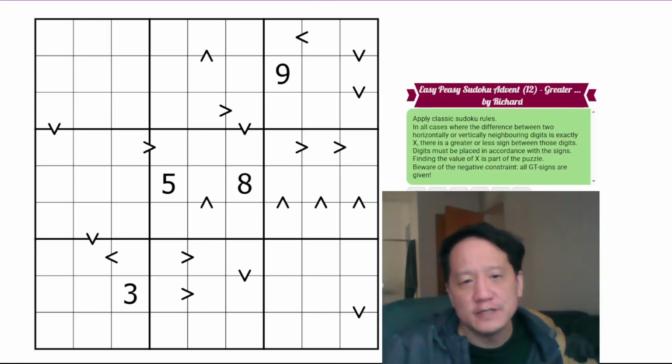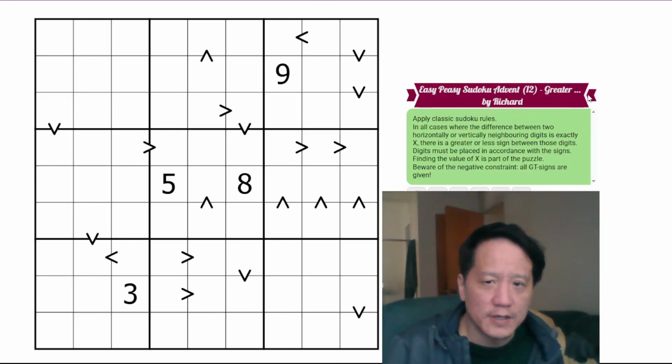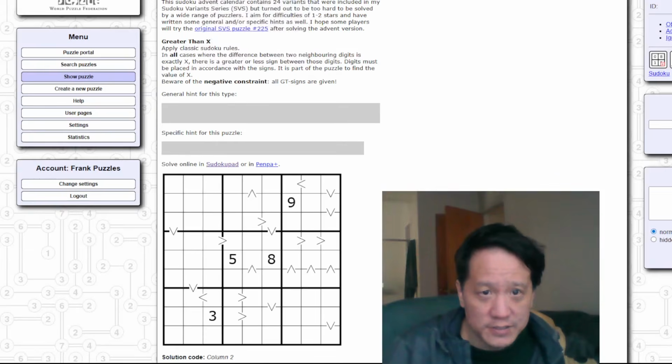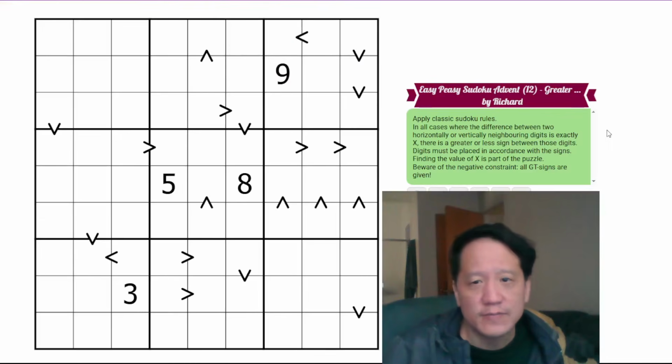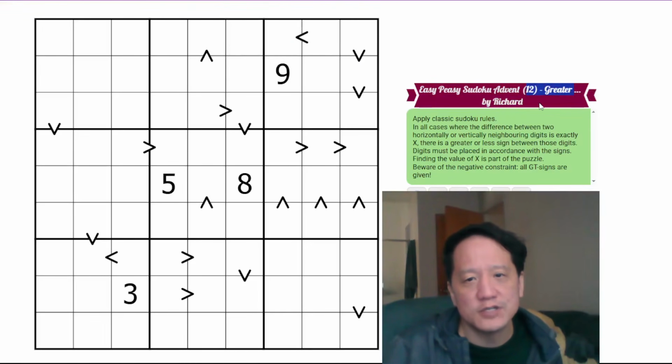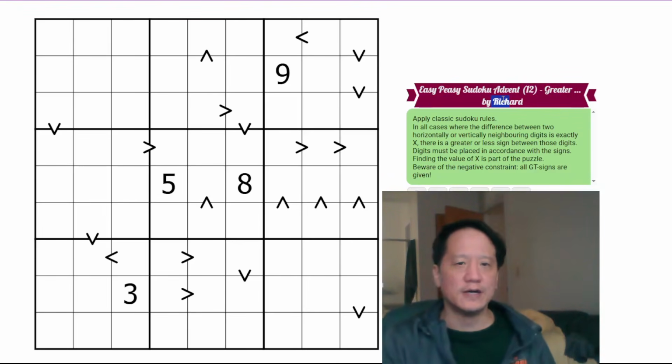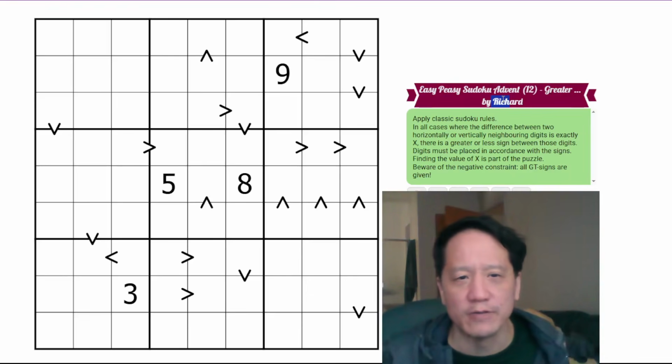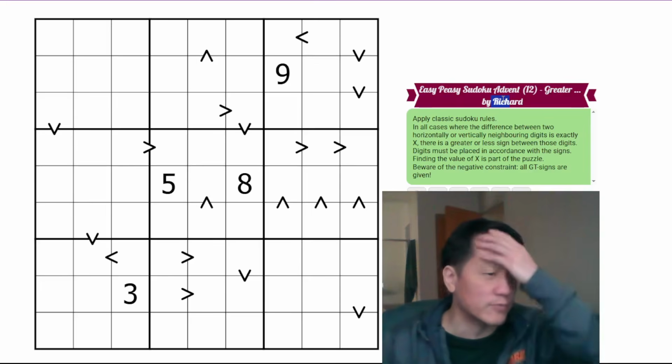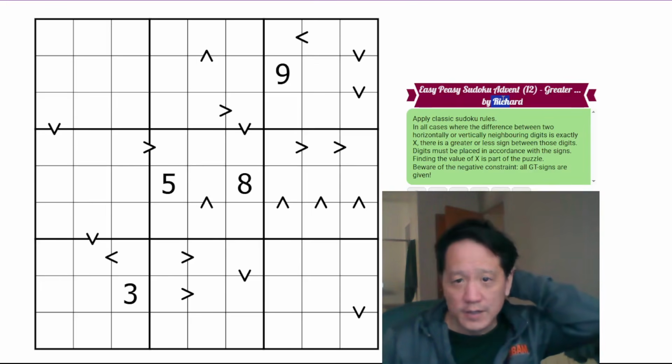And take that easiness with a grain of salt, because it's considered easy by the people on the Logic Masters Germany forum, and there's a lot of really smart people there. I don't remember what the actual title here is. It's Greater Than X, I think. It's Easy Peasy Sudoku Advent 12. What is it specifically? It's Greater Than X, by Richard. And these are essentially easier puzzles of concepts that he makes as puzzles in general. I guess he created one here that was a little bit more difficult than normal, so he wanted to create one that was a little easier for people. Anyways, let's get to the rules.